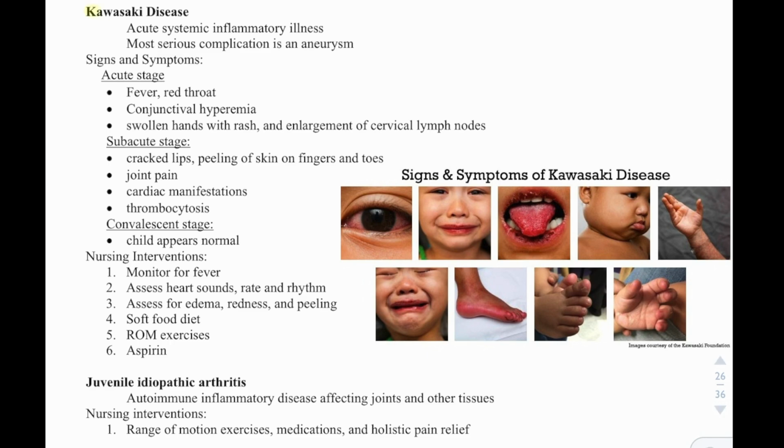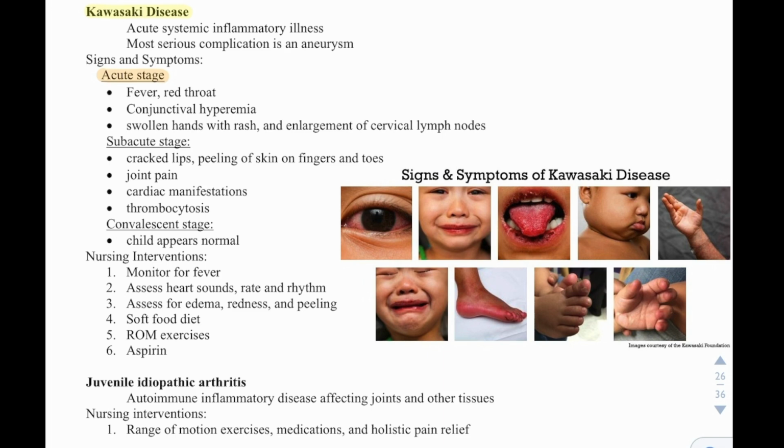Next, we're going to talk about Kawasaki disease. This is an acute systemic inflammatory illness. Most serious complication is an aneurysm. Signs and symptoms depend on the stage. So first we have the acute stage.